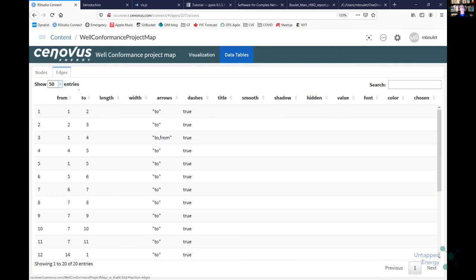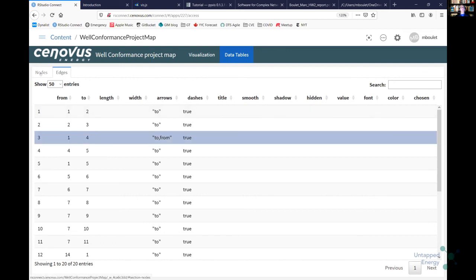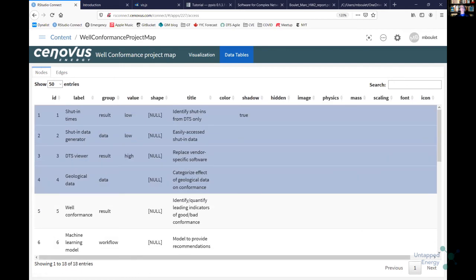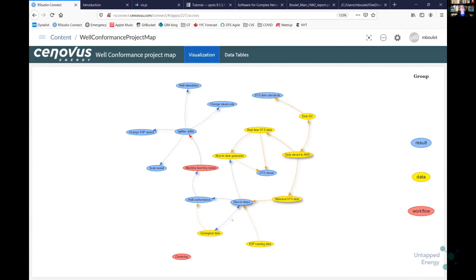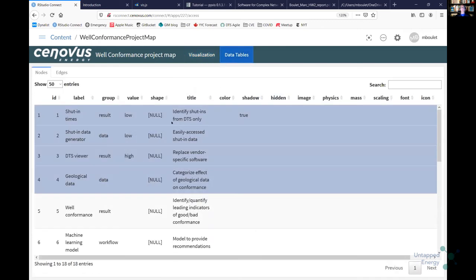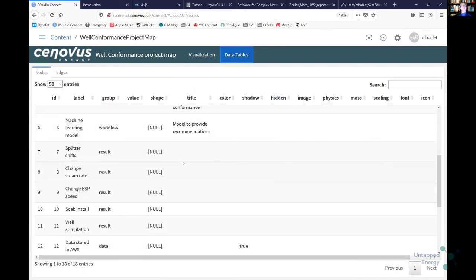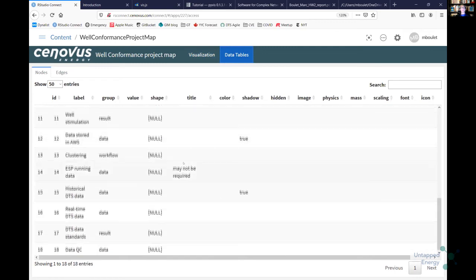And then here I just have the edges. So I'm going to say, okay, well, I need to connect node 1 to node 2, and I have a one-way arrow going to that. Node 1 to node 4, which I believe is shut-in times to geological data. If we take a look at that, shut-in times to geological data, we can see that there's a two-way arrow here. So that means that this can help inform this, and then that can help inform that. So pretty straightforward process. So you can see the data itself can be very straightforward, depending on what your problem set is.